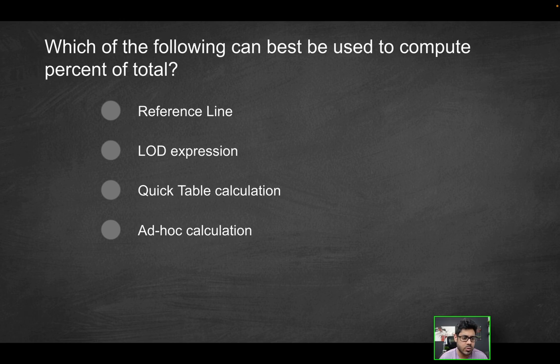Our first question is going to be, which of the following can best be used to compute percent of total? Would you use a reference line, an LOD expression, a quick table calculation, or an ad hoc calculation? Again, which of these would be best or most ideal to compute percent of total?